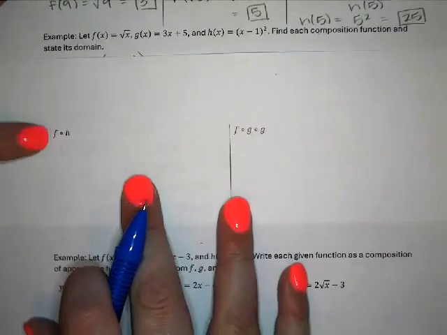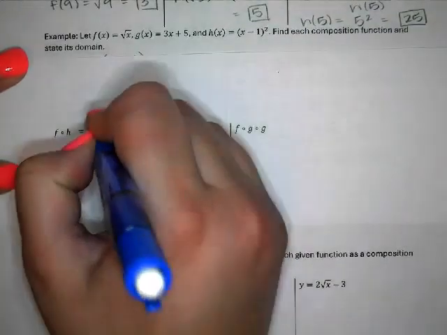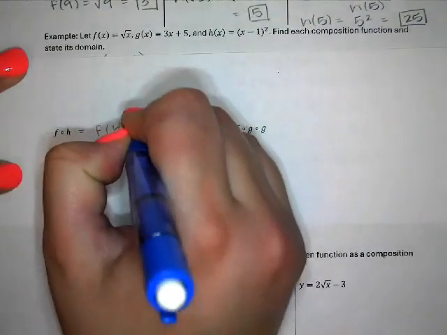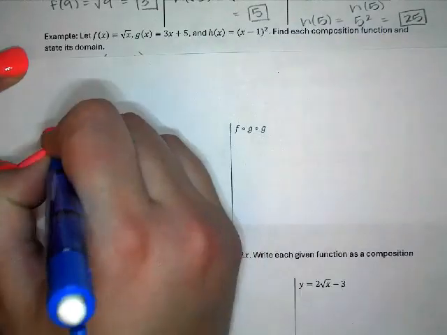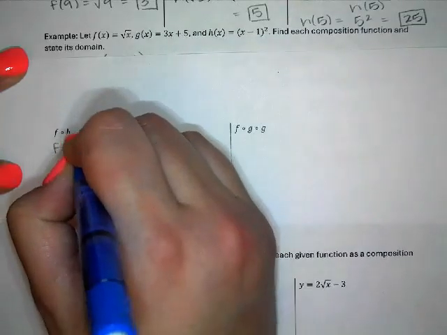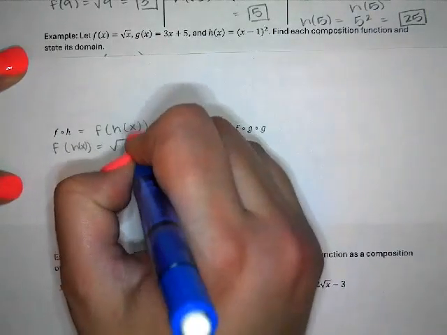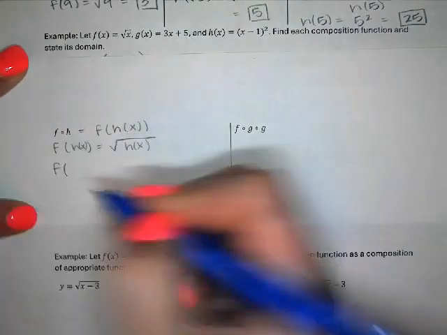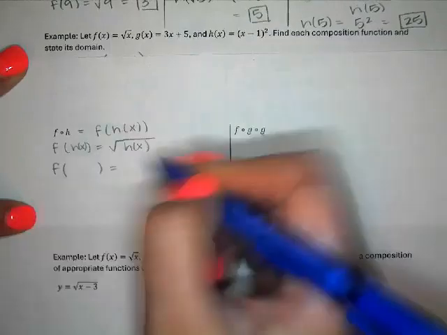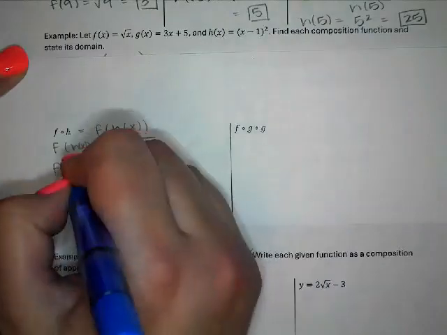This says f of h. So f of x is the square root of x, and we're plugging h of x inside. I didn't leave very much space there. We're plugging h of x inside. So taking f of x and plugging h of x inside.